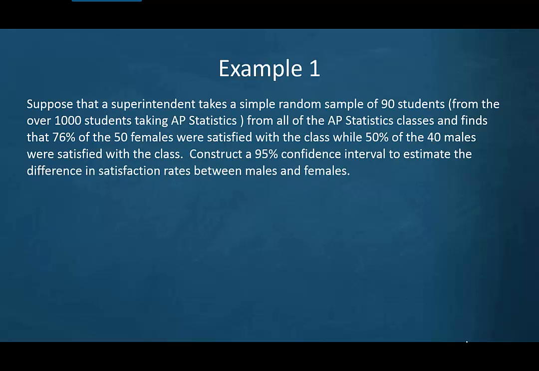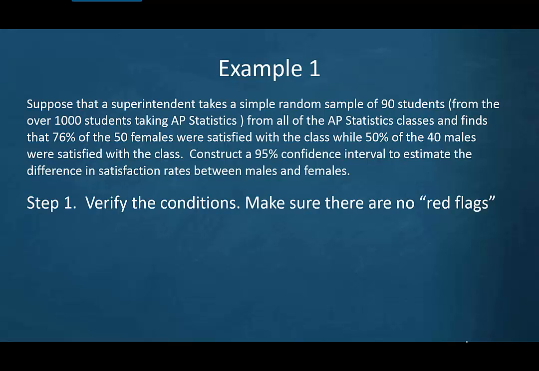Example 1. Suppose that the superintendent takes a random sample of 90 students from the over 1,000 students taking AP Statistics from all the AP Statistics classes and finds that 76% of the 50 females were satisfied with the class, while 50% of the 40 males were satisfied with the class. Construct a 95% confidence interval to estimate the difference in satisfaction rates between the males and females.